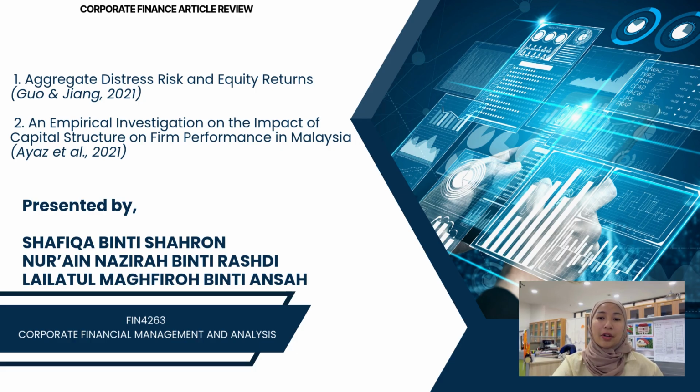Together we have reviewed two insightful research articles for our corporate financial management and analysis subject. These articles look at two different but equally important aspects of financial decision making. The first article focused on aggregate distress risk. It introduced a more advanced model to measure this risk. The second article focused on capital structure decisions in Malaysian companies. It investigates how the right mix of debt and equity influences firm performance.